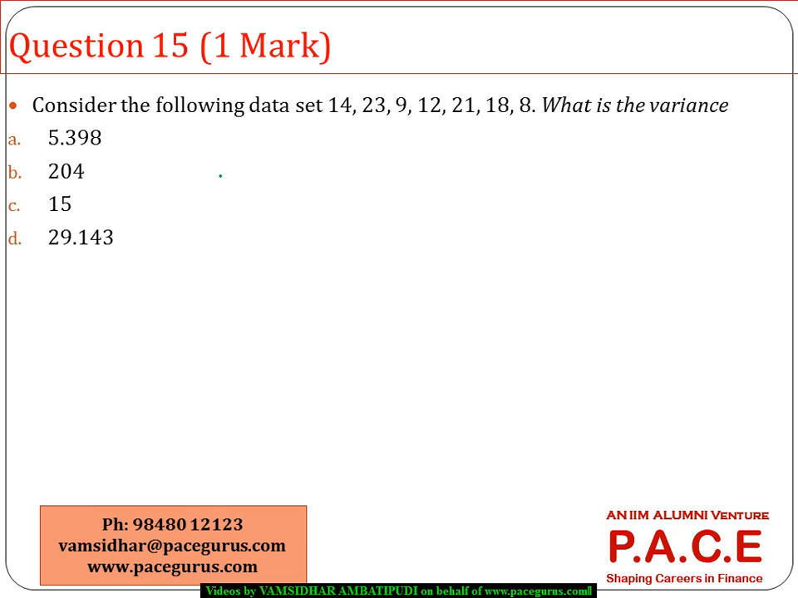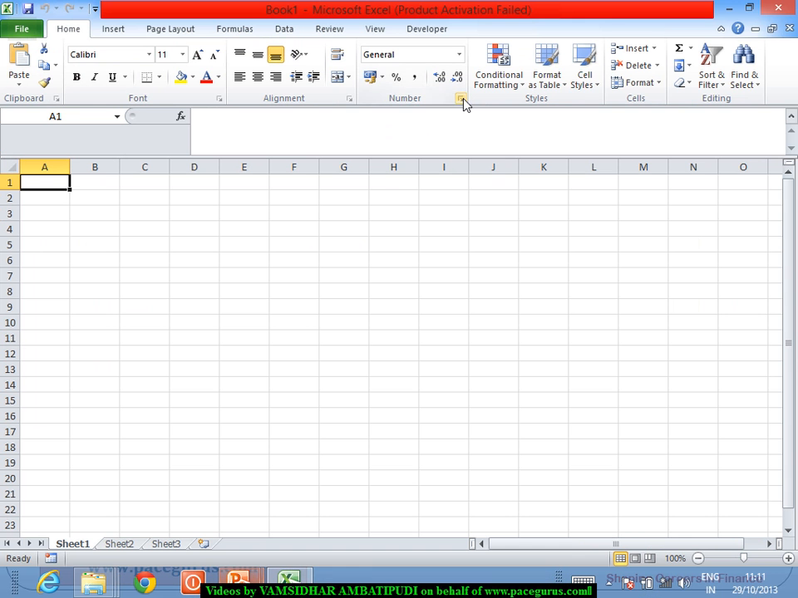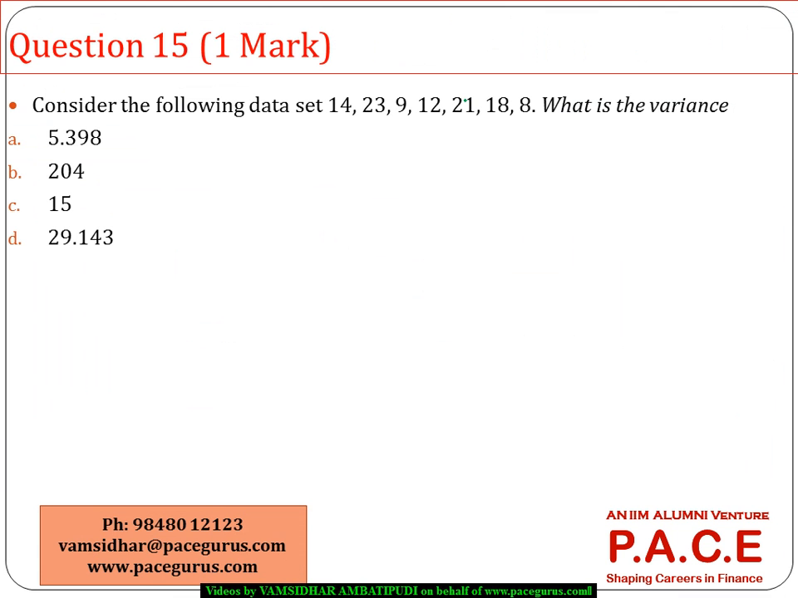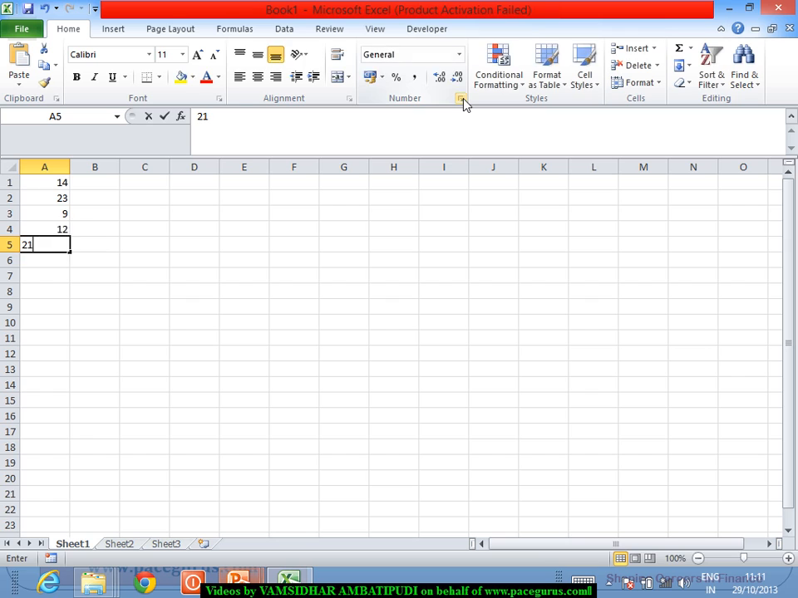Consider the following data set. Compute the variance for it. Well, again a straightforward but lengthy kind of question. So when we are going ahead with it, I'll look at the numbers 14, 23, 9, 12, 21, 18 and 8. So these are the numbers.